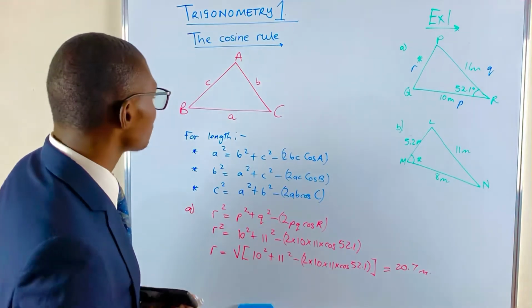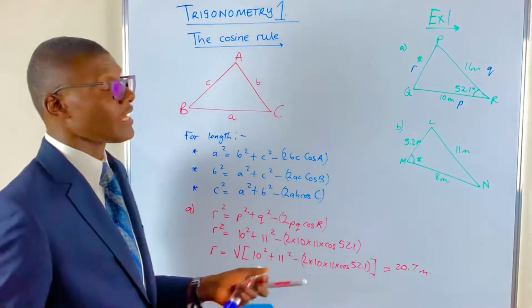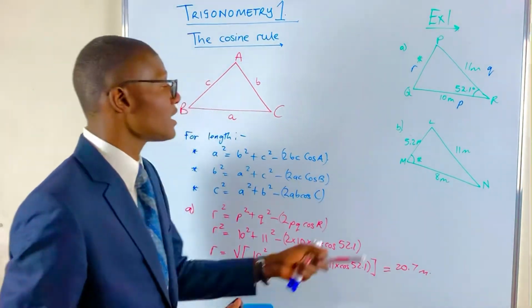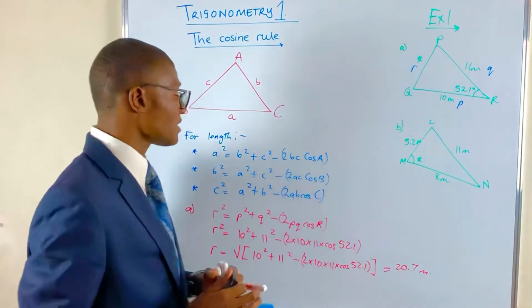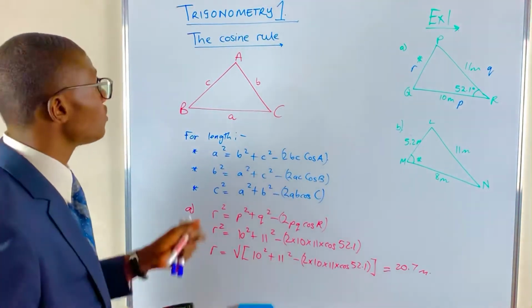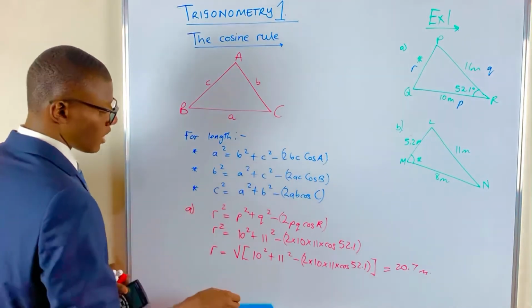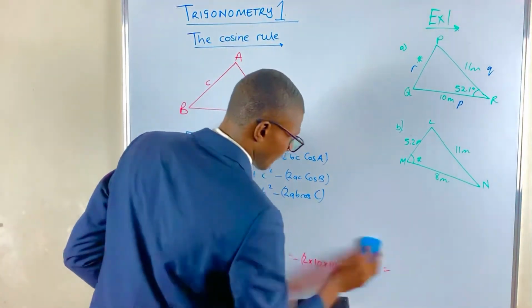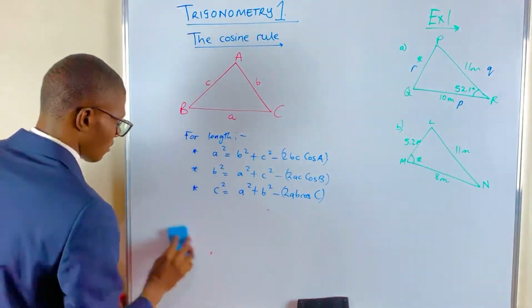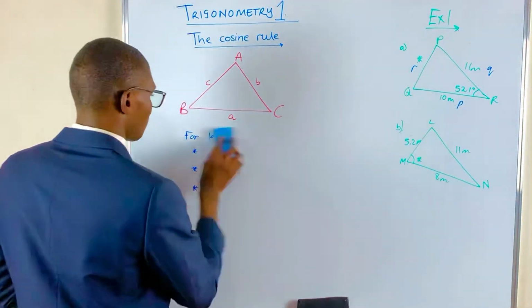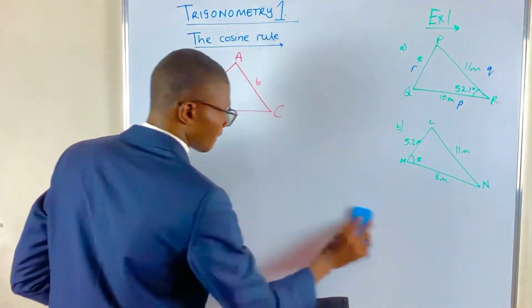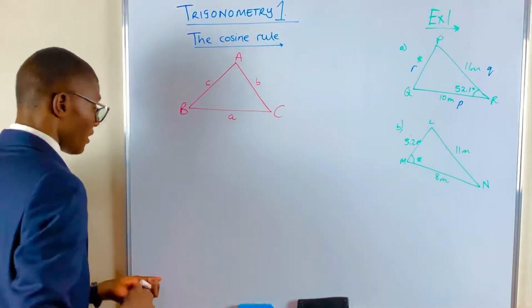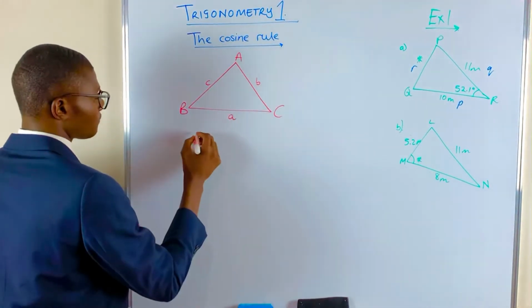Now let's move on to look at how we find an angle, if we want to calculate an angle given all three sides, which is the second scenario in which you can use the cosine rule. So allow me to erase this part. Now for angles.